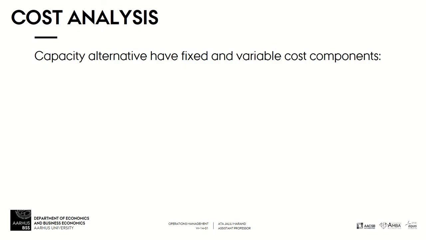When we have different capacity alternatives, there are usually two main costs associated with each capacity alternative. We have fixed cost and variable costs. And then based on this fixed cost and variable cost, we can calculate the total cost associated with each alternative.